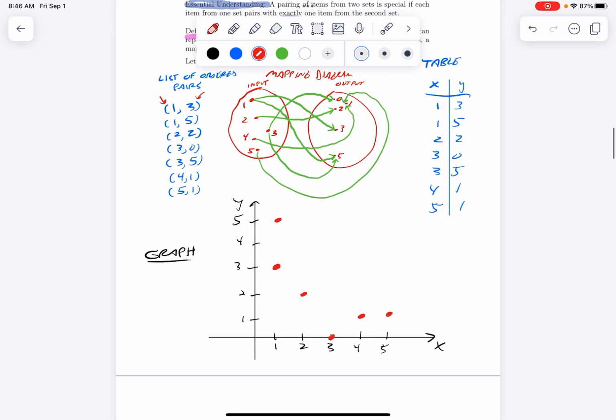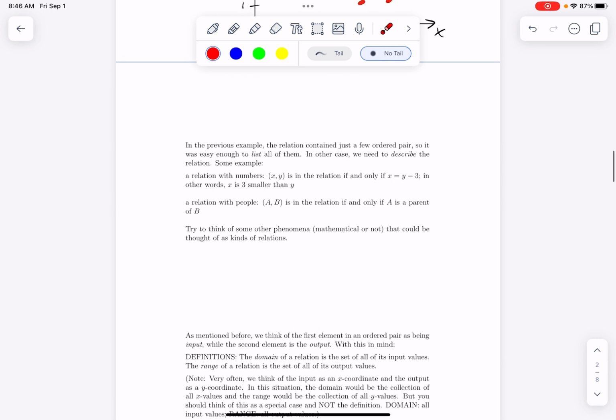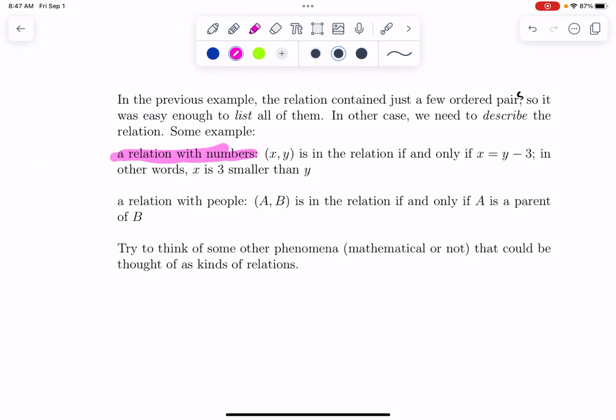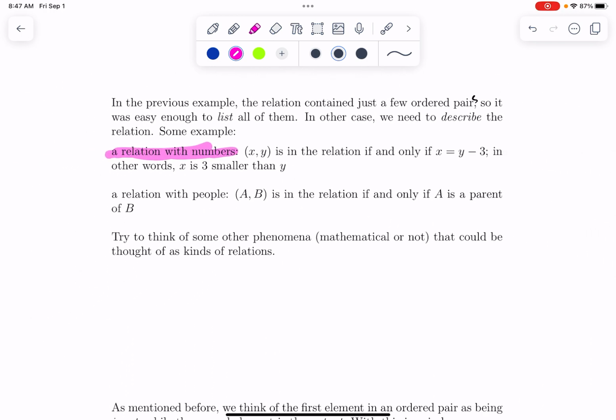So depending upon the context, any one of these four things might be the way we talk about a relation. Or we might actually just describe it in words or using mathematical notation. Right, that's what's coming up here. Since there were just a few ordered pairs, it was easy enough to list all of them. But sometimes we want to describe a relation. So here's a relation. I don't even give it a name, but I'm going to say the ordered pair (x, y) is in the relation if and only if x is equal to y minus 3.